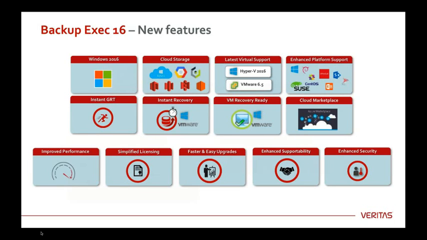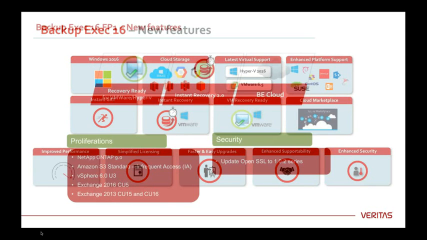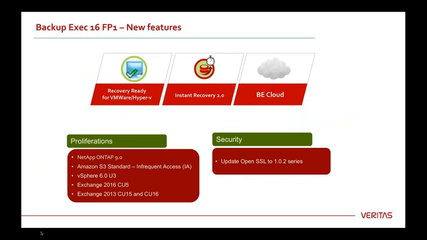And the first one is what came out in Feature Pack 1. Feature Pack 1 came out in February this year, and we brought out 3 new features: Recover Ready, Instant Recovery, and we did some things around the Backup Exec Cloud. Now I'm going to go through all of these individually.